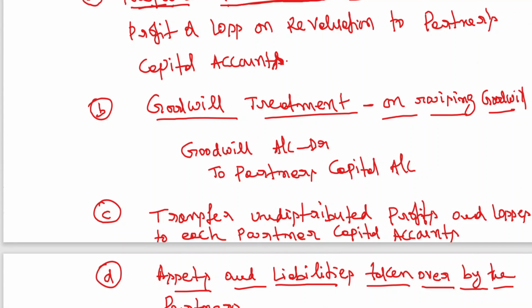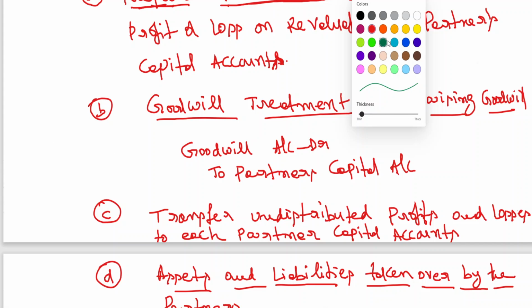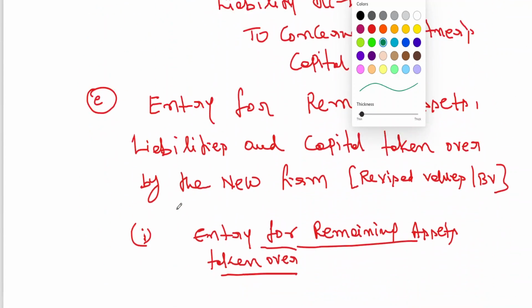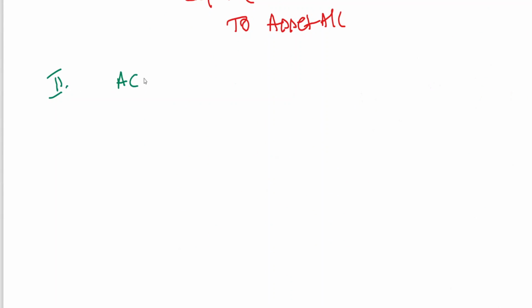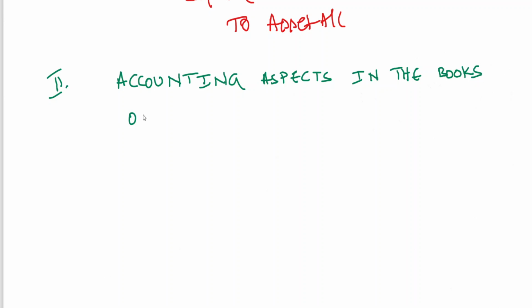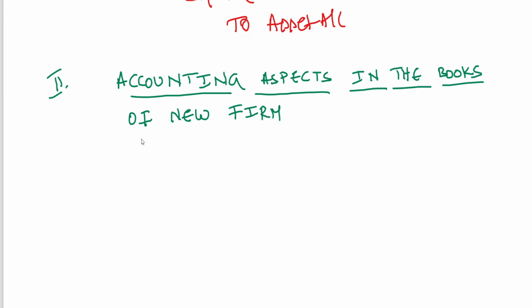The second point which I will be telling you today is entries in the books of the new firm, the accounting aspects in the books of the new firm. Point number 1.